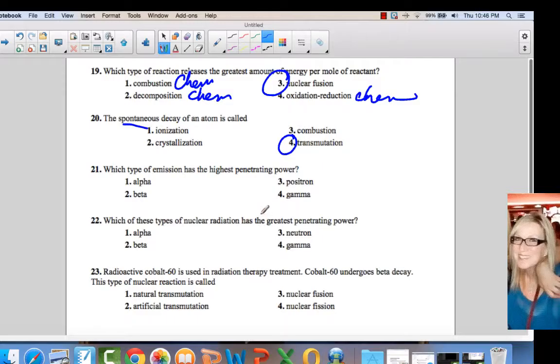Which type of emission has the highest penetrating power? That's going to be gamma. Gamma is like X-rays, very strong. Which of these types of nuclear radiation has the greatest penetrating power? Same question, asked slightly different. Radioactive cobalt is used in radiation therapy treatment. Cobalt-60 undergoes beta decay. The type of nuclear reaction is called, well, if it undergoes decay, that means it happens by itself, so it's going to be natural transmutation.